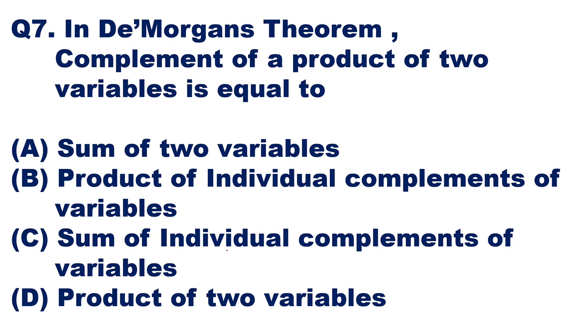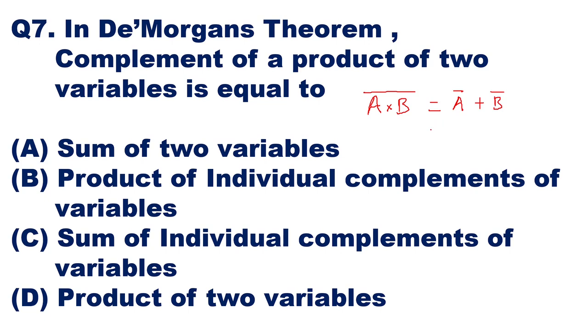Now in De Morgan's theorem, we know that complement of a product of two variables. So now say if the variables are A and B, so we can write complement of a product of two variables. So complement of product. Product is A into B. This is the complement. Okay. Now, according to De Morgan's theorem, this will be equal to the sum of individual complements, that is A bar plus B bar.